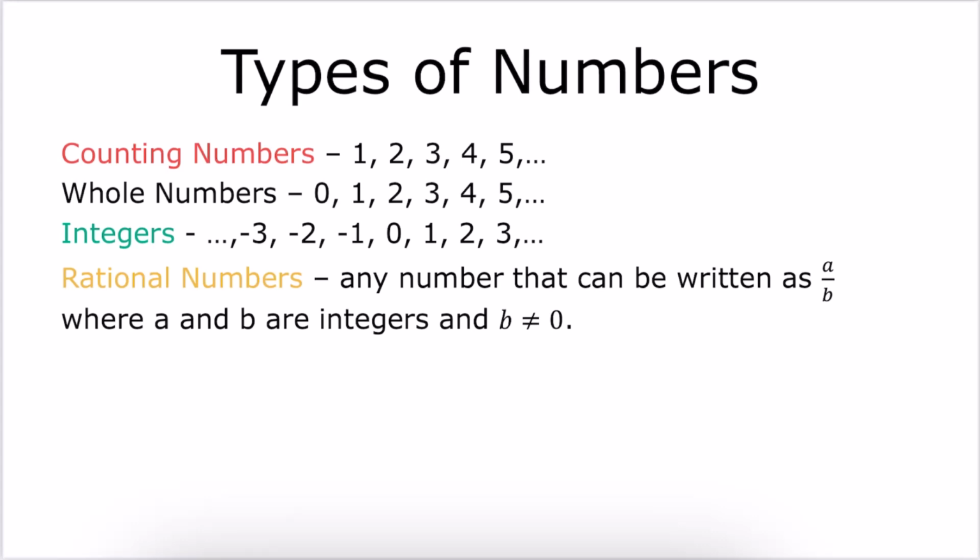So any integer can be written as a over b, because if you wanted to write, say, the number 12 as a fraction, you could write it as 12 over 1, and that would be the same thing as 12. So the set of rational numbers includes all of the integers, which includes all of the whole numbers and all of the counting numbers. So the set of rational numbers is closed under division and multiplication and subtraction and addition.